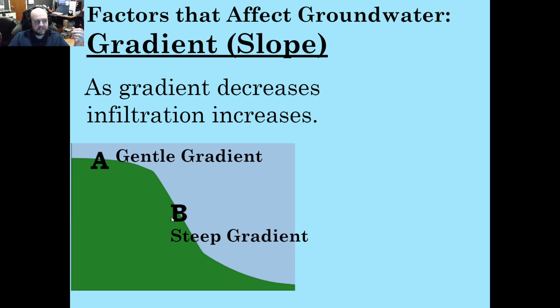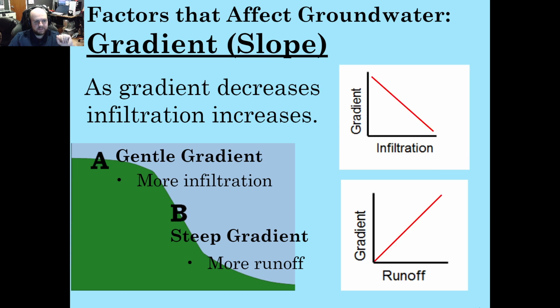And then the opposite can be said for the steep gradient. Okay? So this is what it looks like in our graphs. But write down also where it says A has more infiltration, B has more runoff, because remember, they're opposites of one another. So as our gradient decreases, our infiltration increases, and vice versa. As our gradient decreases, our runoff increases. All right? Gradient decreases, infiltration increases. So that's our first factor.